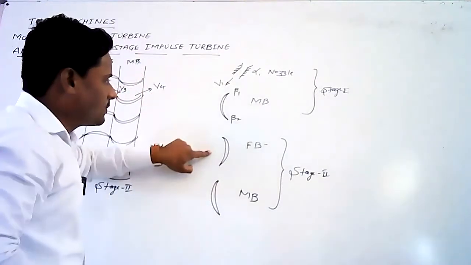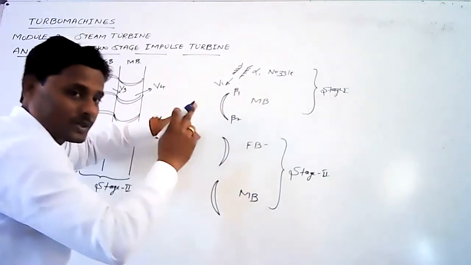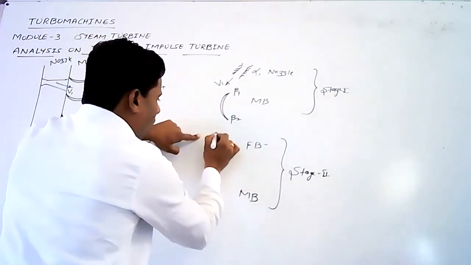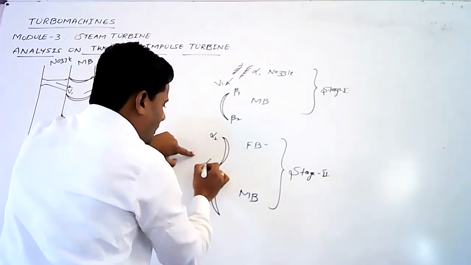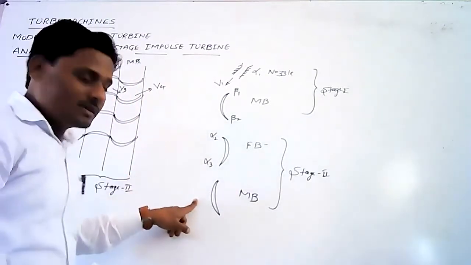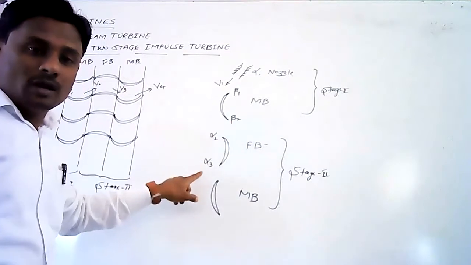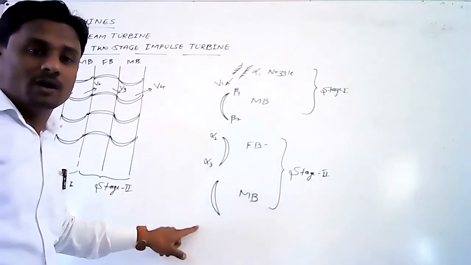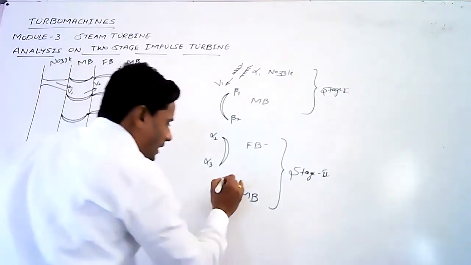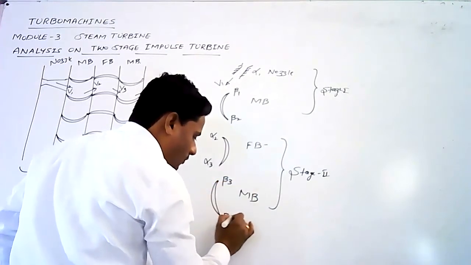Similarly, for fixed blade, the inlet angle is, see, alpha 1 is already used. So we have to take alpha 2 and here alpha 3. Alpha 2 and alpha 3. Now for the last row of moving blades, already we have used up to beta 2. Now beta 3 and beta 4. Beta 3 and beta 4 are the inlet and outlet angles for moving blades.